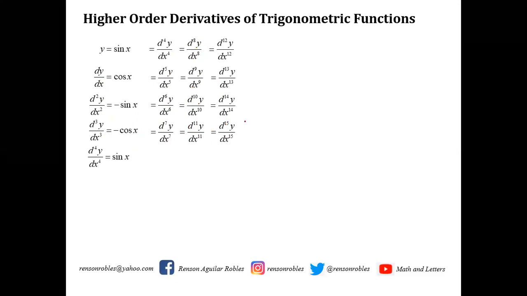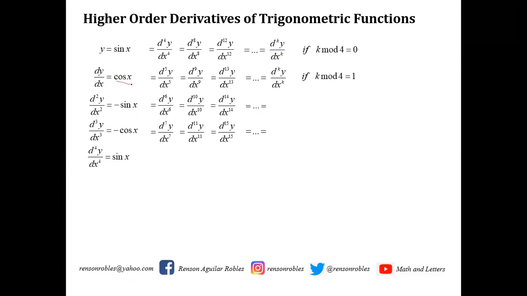As we continue, we know that the kth derivative of y in terms of x is equal to y equals sine x if, when k is divided by 4, the remainder is 0. That's if k modulo 4 equals 0. The kth derivative of y in terms of x is equal to the first derivative of y in terms of x, which is equal to cosine of x, if k modulo 4 equals 1. That is, when k is divided by 4, the remainder is 1.